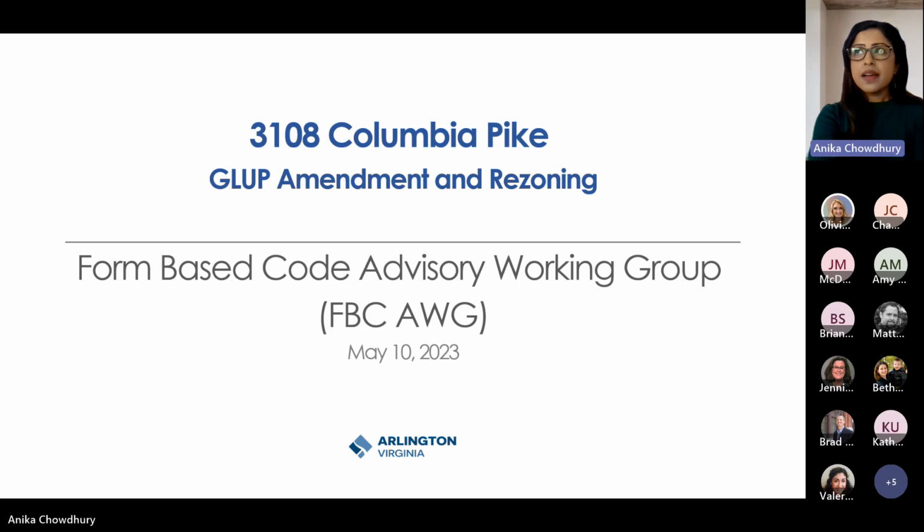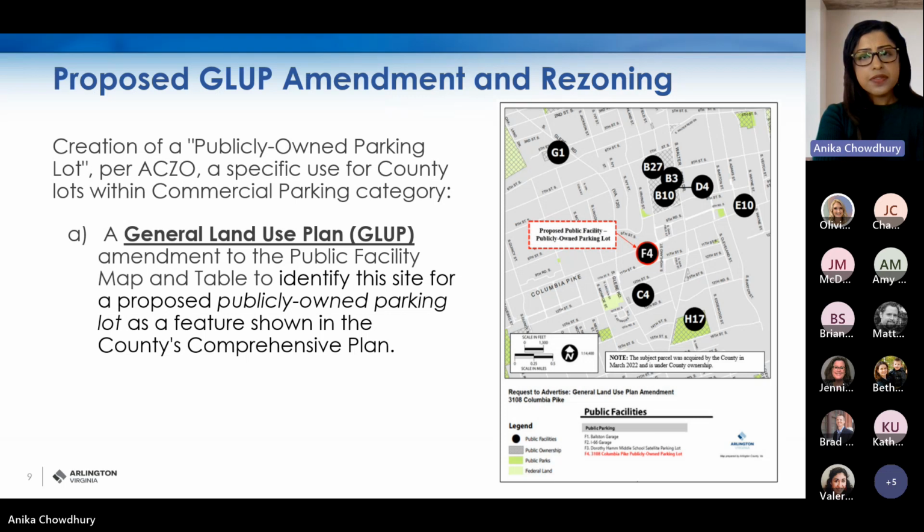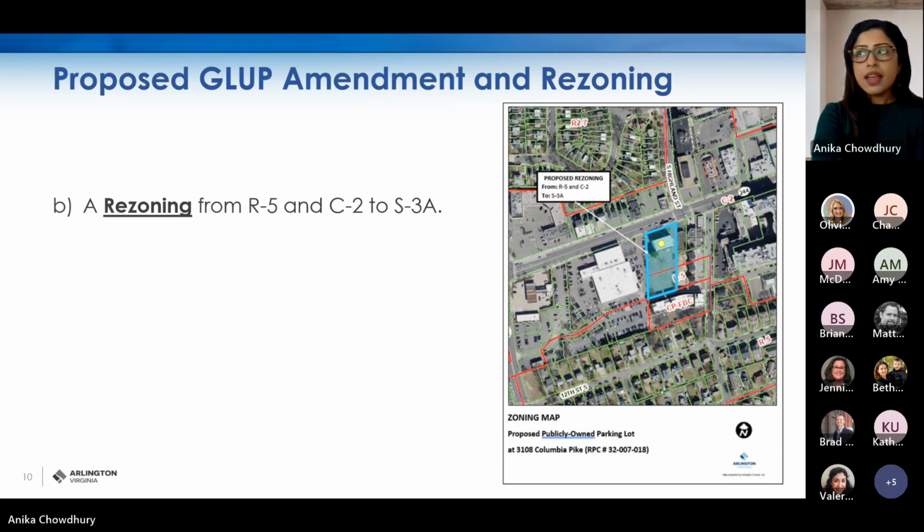Thank you, Valerie. In terms of the GLUP amendment and rezoning, the requests are as follows. In order to facilitate the creation of a publicly owned parking lot at 3108 Columbia Pike and support the short and long-term vision for the area, this is a request for a general land use plan amendment to the public facility map and table to identify this site for a proposed publicly owned parking lot as a feature shown in the county's comprehensive plan, and a rezoning from R5 and C2 to the S3A zoning district.